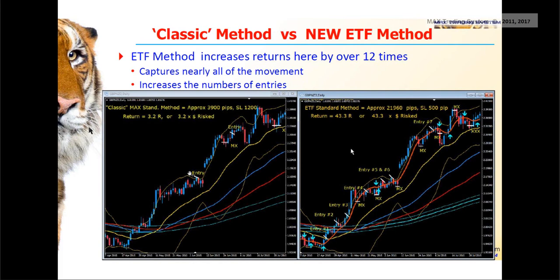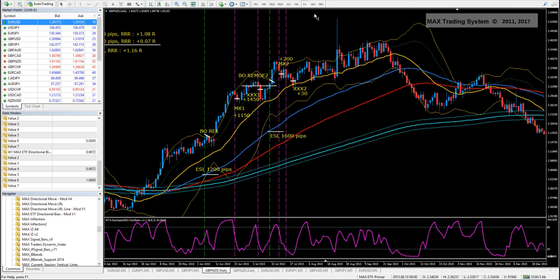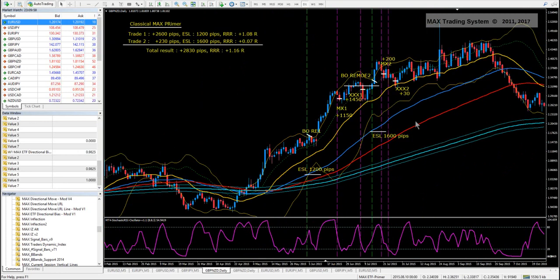Let me show first of all, on this same example Chris has shown with the Max Standard, how the Max Primer has done on this specific situation. I have to switch to my MetaTrader platform because my charts are on MetaTrader. So here is the same pair on the same time period with the Max Primer. The Max Primer is the first level, the first approach of the Max, and it gives you just a taste of what the Max will be.